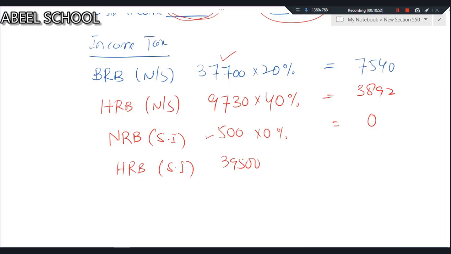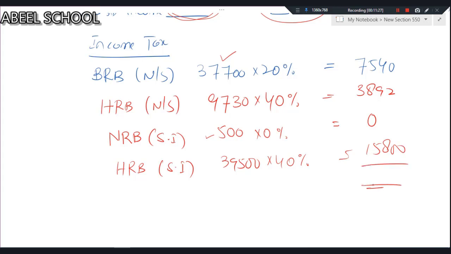Once any band is used by any income, it will not be created again for another income. Like non-saving income has already utilized the basic rate band. So it is used for every source of income. Now saving income will not get any other basic rate band because it is already being used by the non-saving income. So that is why the entire 39,500 falls in the higher rate band where applicable tax rate is 40%. So 39,500 into 40%, I'm getting answer 15,800.